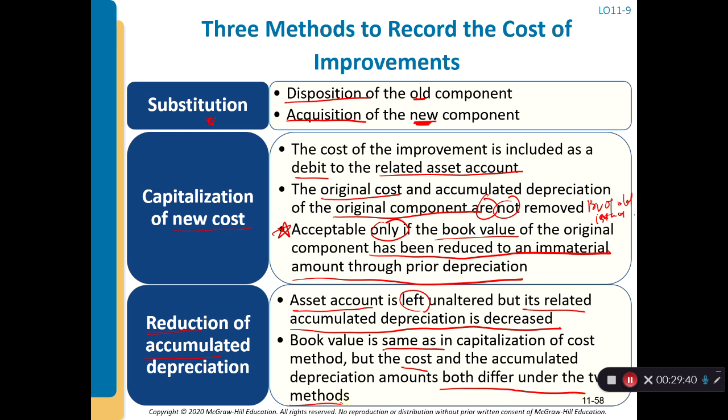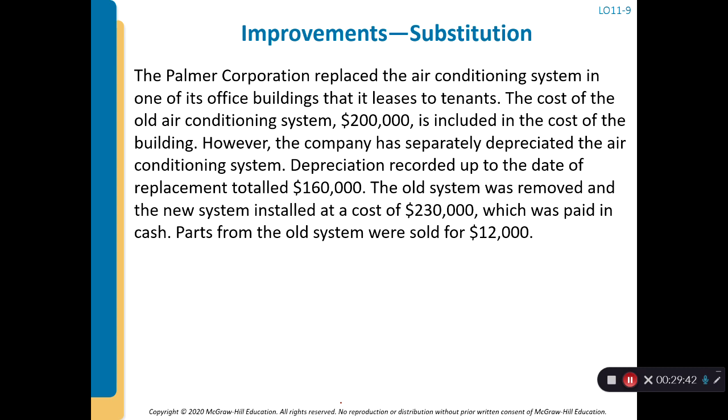So I will introduce them one by one. Let's look at this example, if we treat the improvement as a substitution situation. Okay, Palmer Corporation replaced the air conditioning system in one of its office buildings.